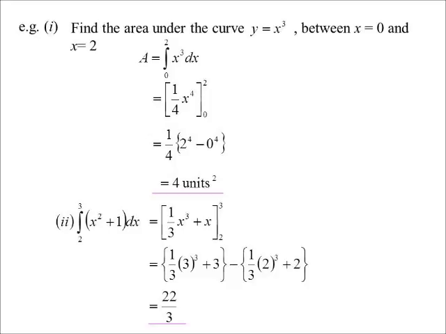Notice here I said units squared, the second one I didn't, and there's a reason for that. The first one I'm actually using to find an area. It's a specific problem, so it's units squared. The second one is not, it's just a calculation of a number.